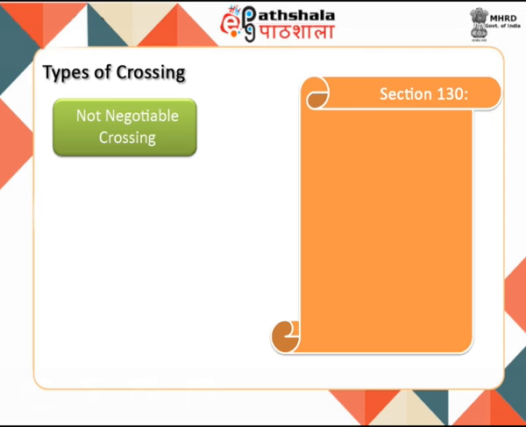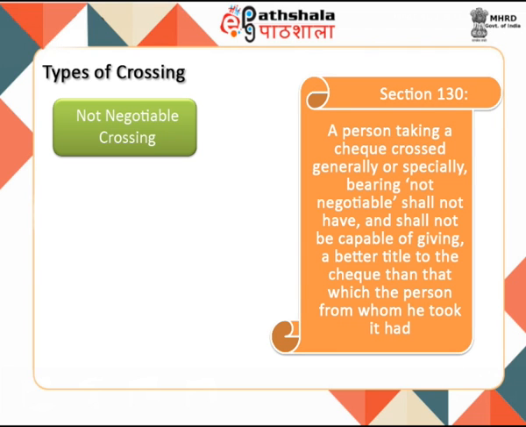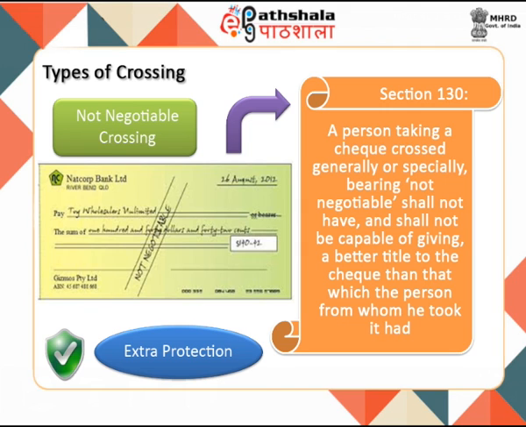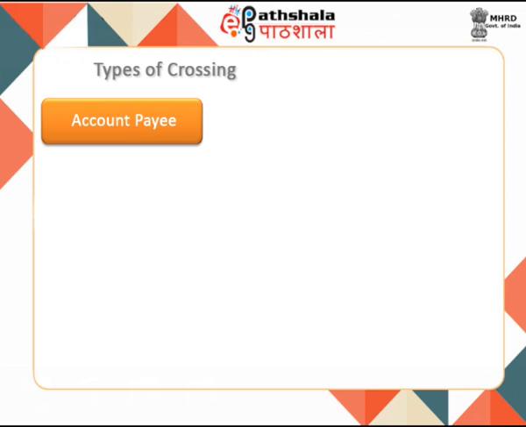The next type is not negotiable crossing. As per Section 130, a person taking a cheque crossed generally or specially, bearing the words "not negotiable", shall not have and shall not be capable of giving a title better than that which the person from whom he took it had. The object of not negotiable crossing is clearly to afford extra protection to the holder or drawer of a cheque.